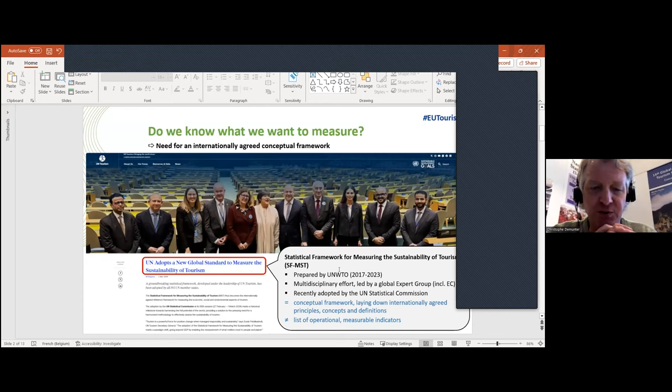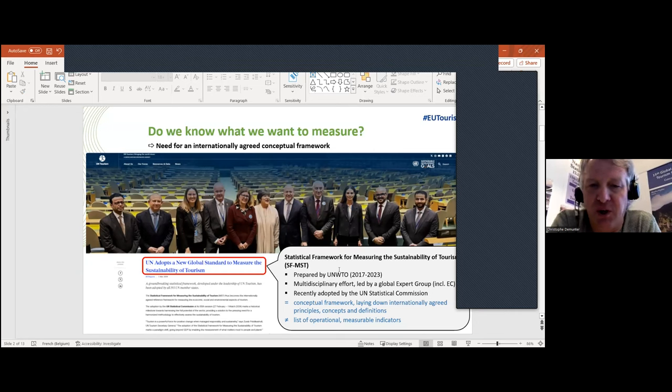I think Giovanni also referred to the work of the WTO, even the World Tourism Organization. There was a work of more than 5-6 years on trying to come up with a conceptual framework to measure the sustainability of tourism. As was said, this framework was adopted by the UN Statistics Commission last week. So it's some kind of milestone.